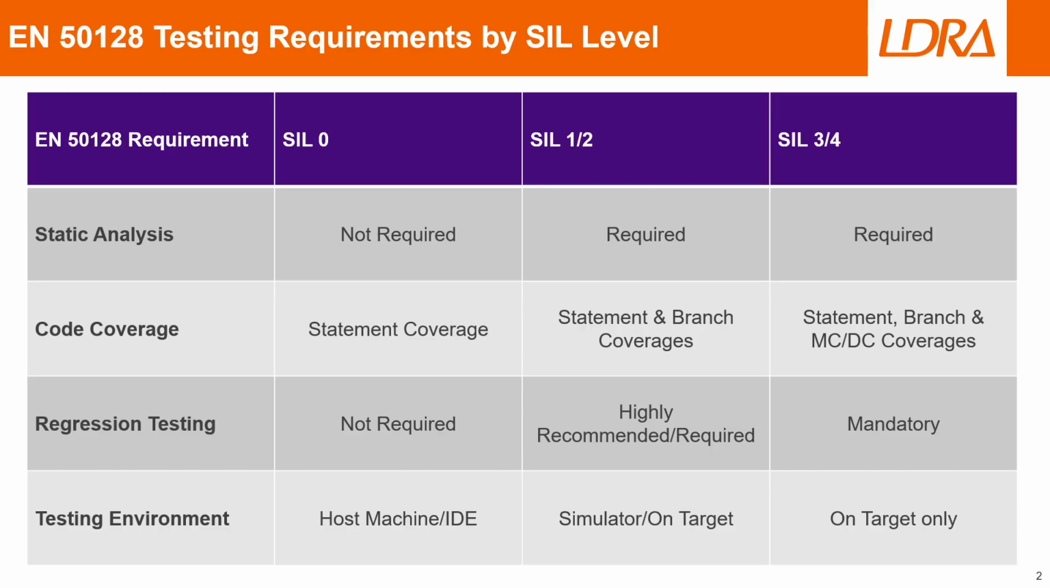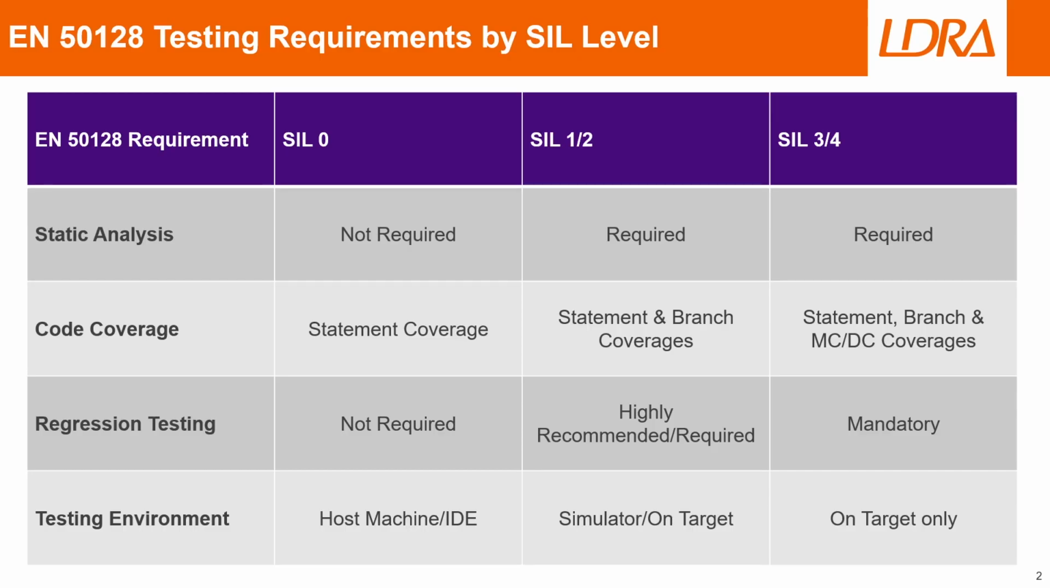For code coverage, we can see that for SIL level 0, it's only going to require statement coverage. But for SIL levels 1 and 2, statement and branch coverages are going to be required. And then for SIL levels 3 and 4, it's also requiring MCDC coverages on top of the statement and branch decision coverages.